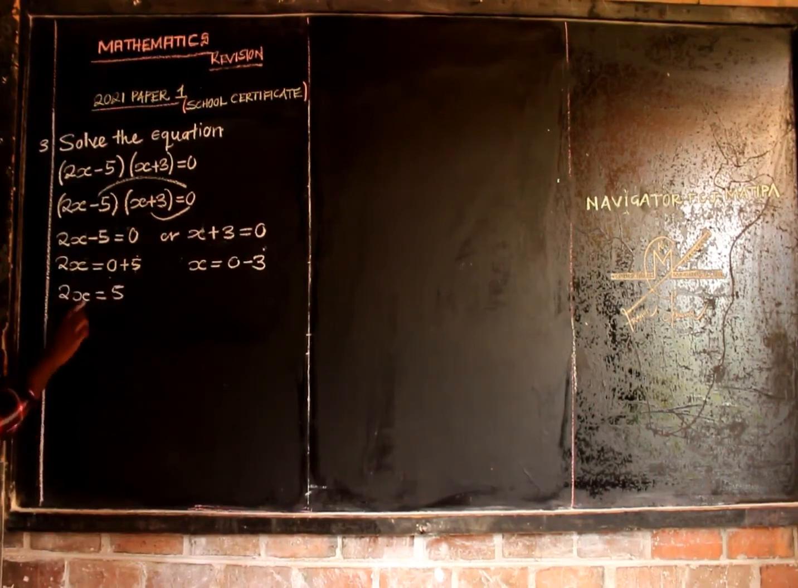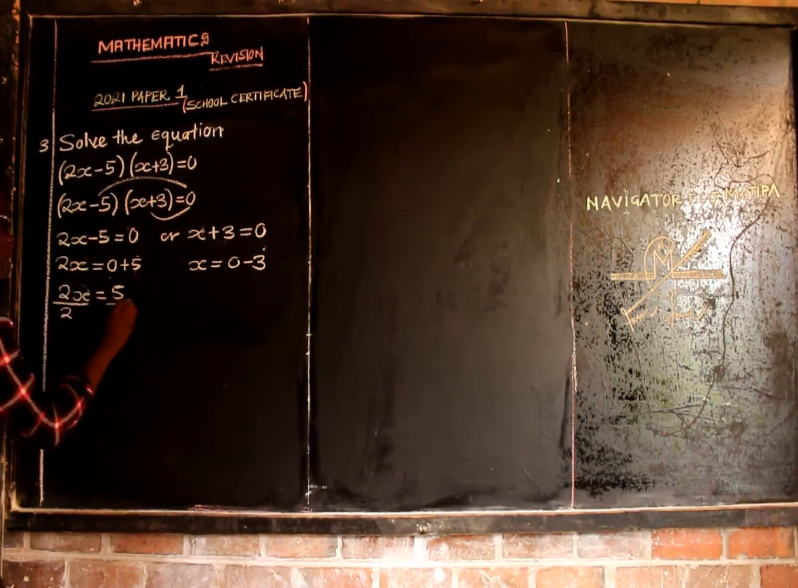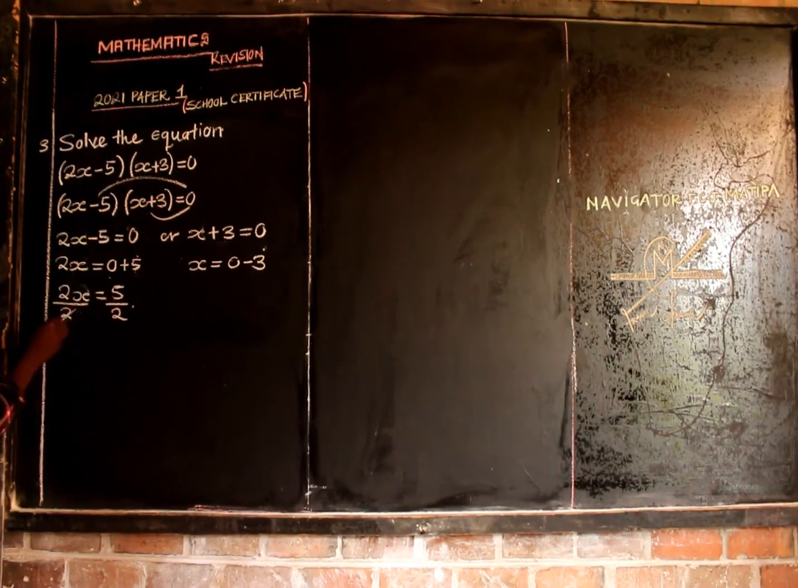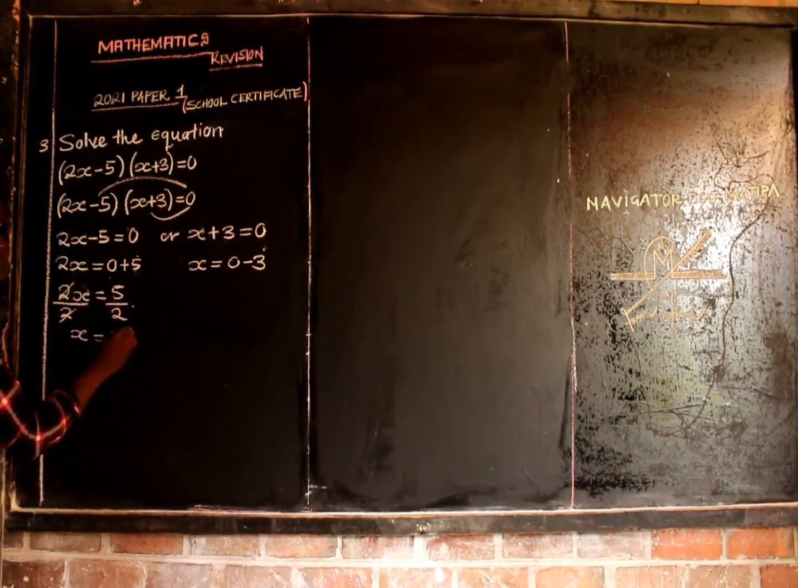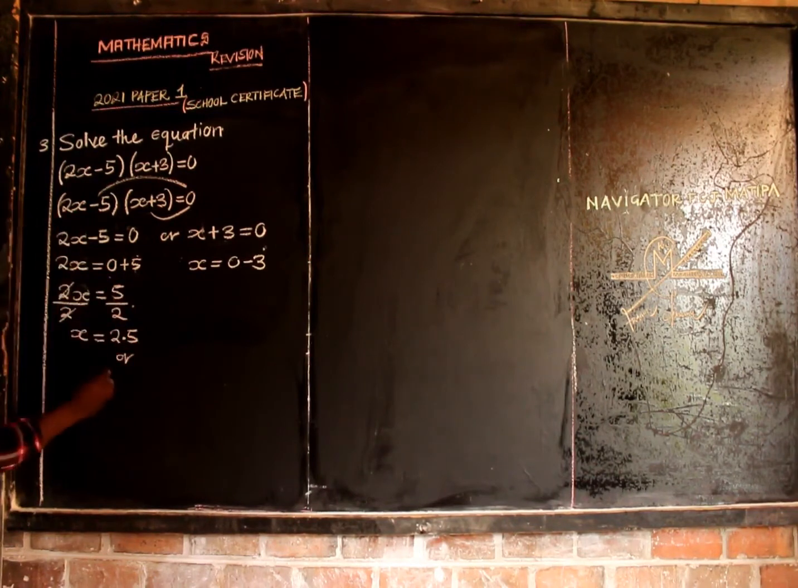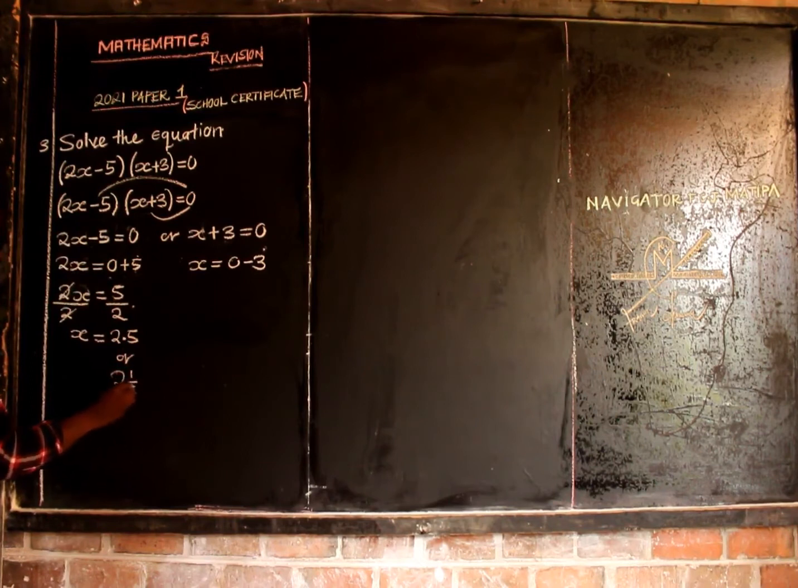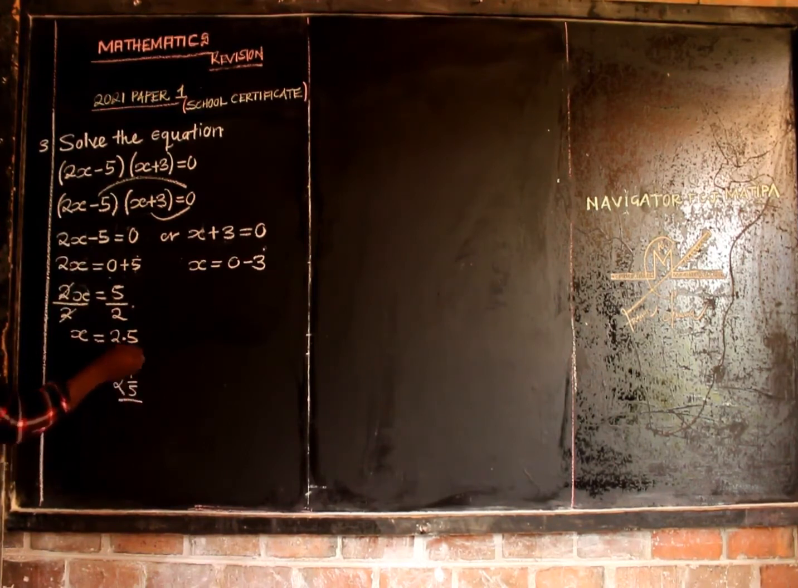Then for us to remain with x this side, divide both sides by the coefficient of x, which is 2. So you say over 2, even this side over 2. So these two are going to go. x is equal to 5 over 2, which is 2.5, or 2 remainder 1, over 5. Okay? This one or this one.